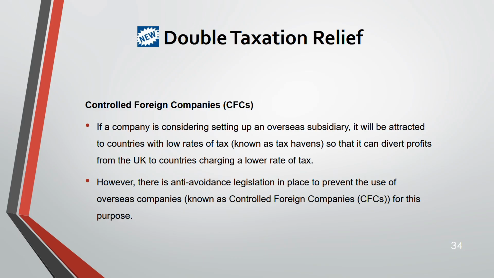That means to prevent the use of an overseas company for this purpose. This is known as controlled foreign companies. You are controlling these foreign companies. What are you doing? You want to lower your tax. You are manipulating the tax. That's why you are setting up this overseas subsidiary, to manipulate tax. That's why it's known as controlled foreign companies, CFC.